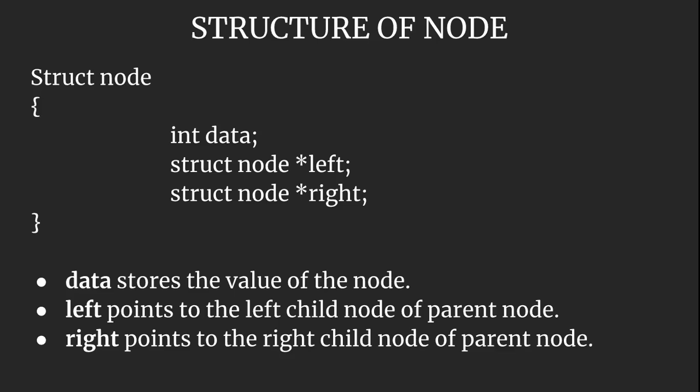When we use a linked list, we must keep in mind the structure of the node. For a binary tree, the structure of the node has three fields. One is a data field, which can be an integer type or anything else. The other two fields are pointers to the node, left and right. The left pointer points to the left child node of a parent node, and the right pointer, struct node star right, points to the right child node of the parent node.